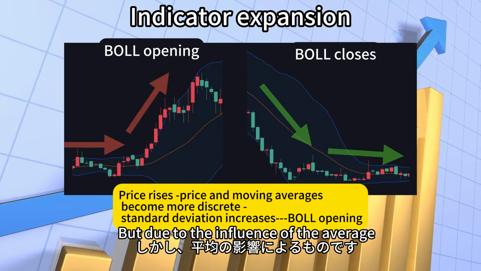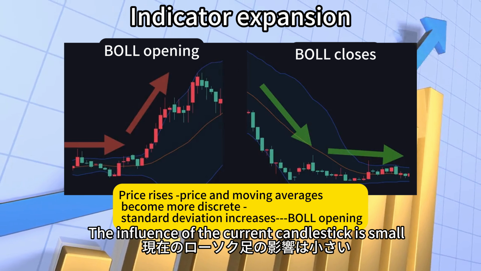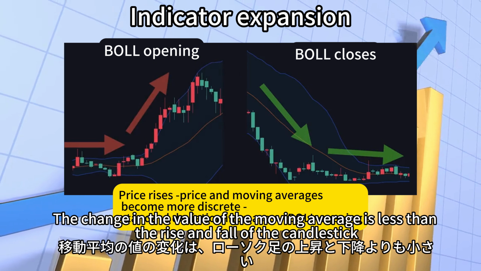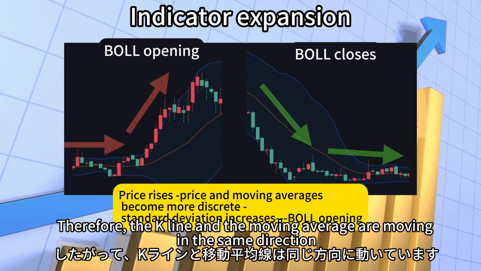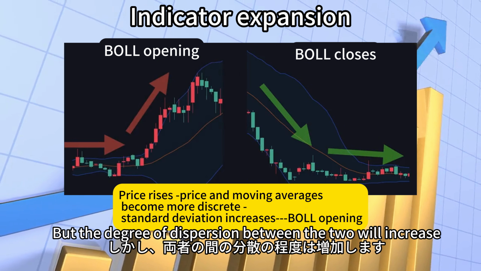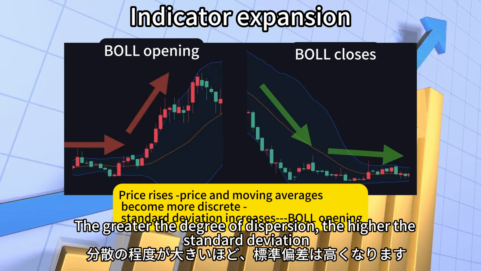But due to the influence of the average, the influence of the current candlestick is small. The change in the value of the moving average is less than the rise and fall of the candlestick. Therefore, the candlesticks and the moving average are moving in the same direction, but the degree of dispersion between the two will increase. The greater the degree of dispersion, the higher the standard deviation.